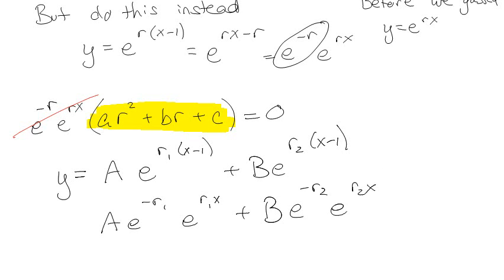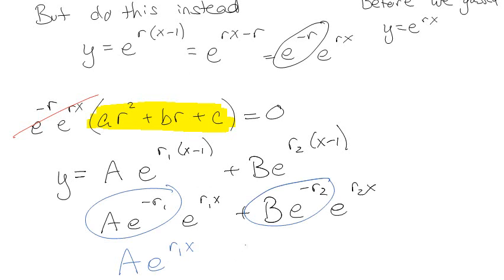So basically this is still just a boring old constant, and I could still just call that a, e to the r1 x, and b, e to the r2 x. And it doesn't change anything, it just changes the constants. So basically what I'm saying is, we got our two solutions. We had r equals 1 and r equals negative 2.